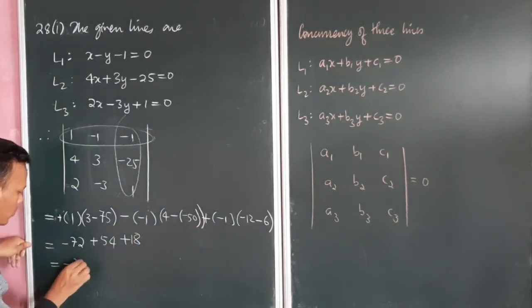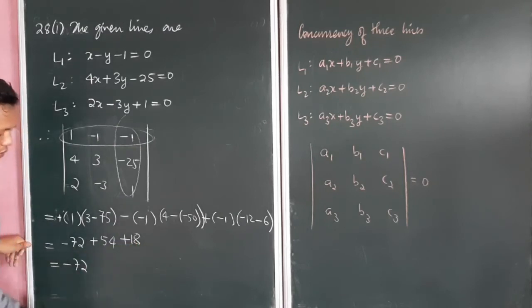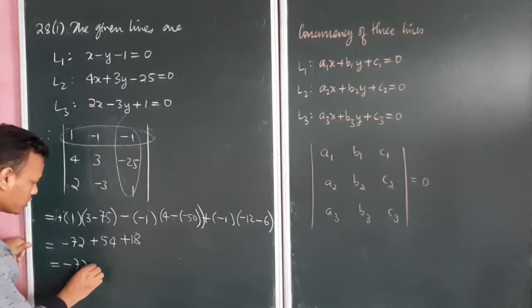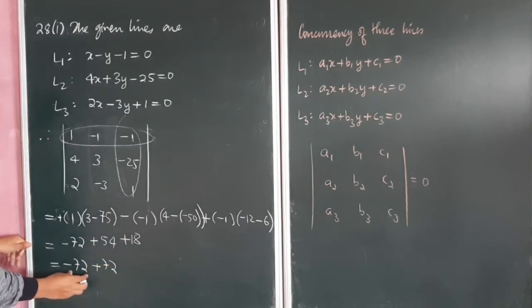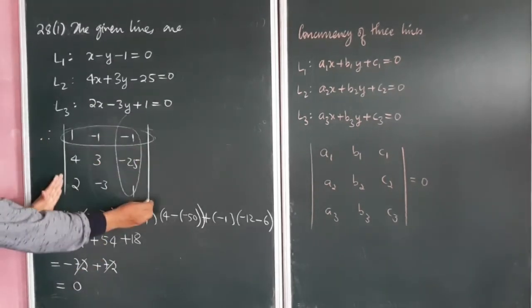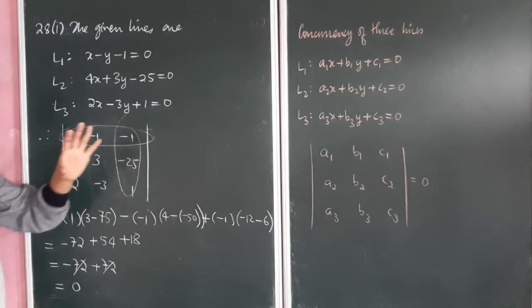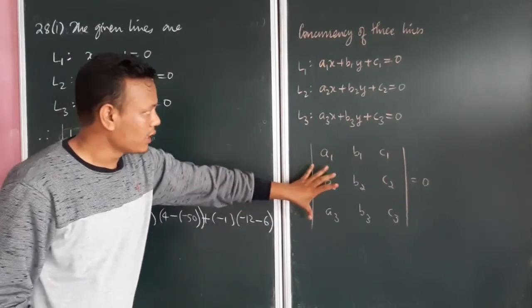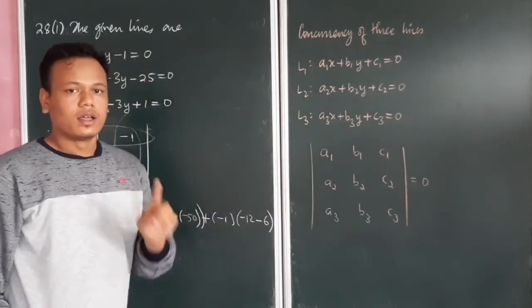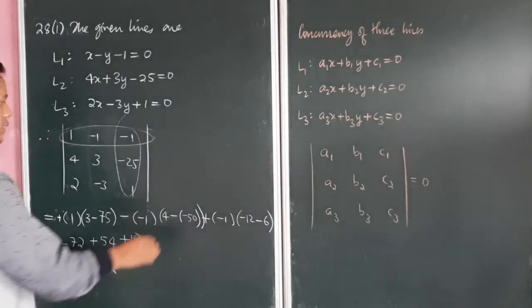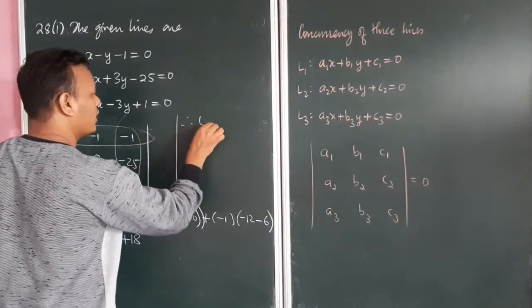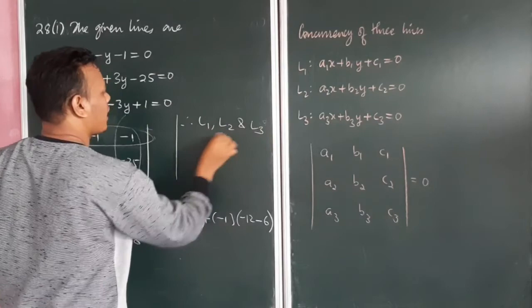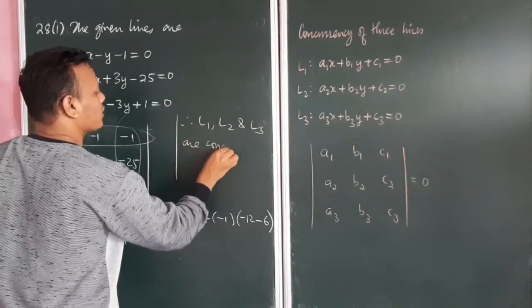So minus 72. Let us add this plus and plus. 54 plus 18 is how much? This is 72, isn't it? See, this is minus 72, this is plus 72, and both of them get cancelled. So we have only 0 left. Basically we saw that the value of this determinant turns out to be 0. Now, if the value of the determinant turns out to be 0, what is the meaning of that? The meaning is that the 3 lines are concurrent. So at last you write, therefore L1, L2 and L3 are concurrent.